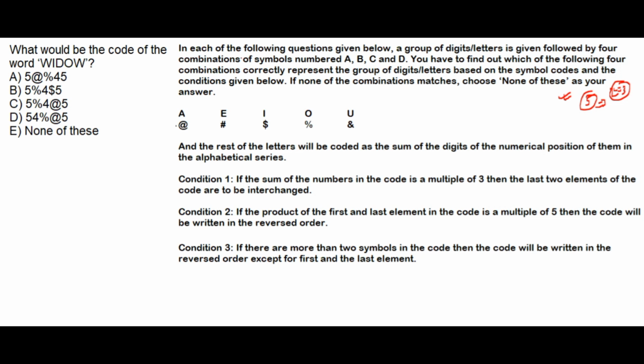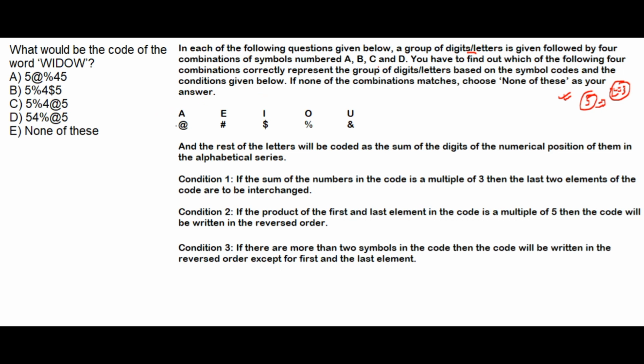Now the question is: in each of the following questions given below, a group of digits or letters is given followed by 4 combinations of symbols numbered A, B, C and D. You have to find out which of the 4 combinations correctly represents the group of digits or letters based on the symbol codes and the conditions given below. So 4 conditions are given.